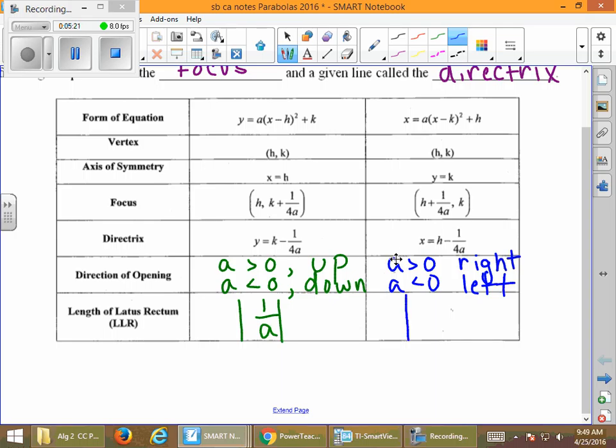The LLR is the same. It's measuring the girth. It gives us a number so that we can compare one parabola to another if we need to.